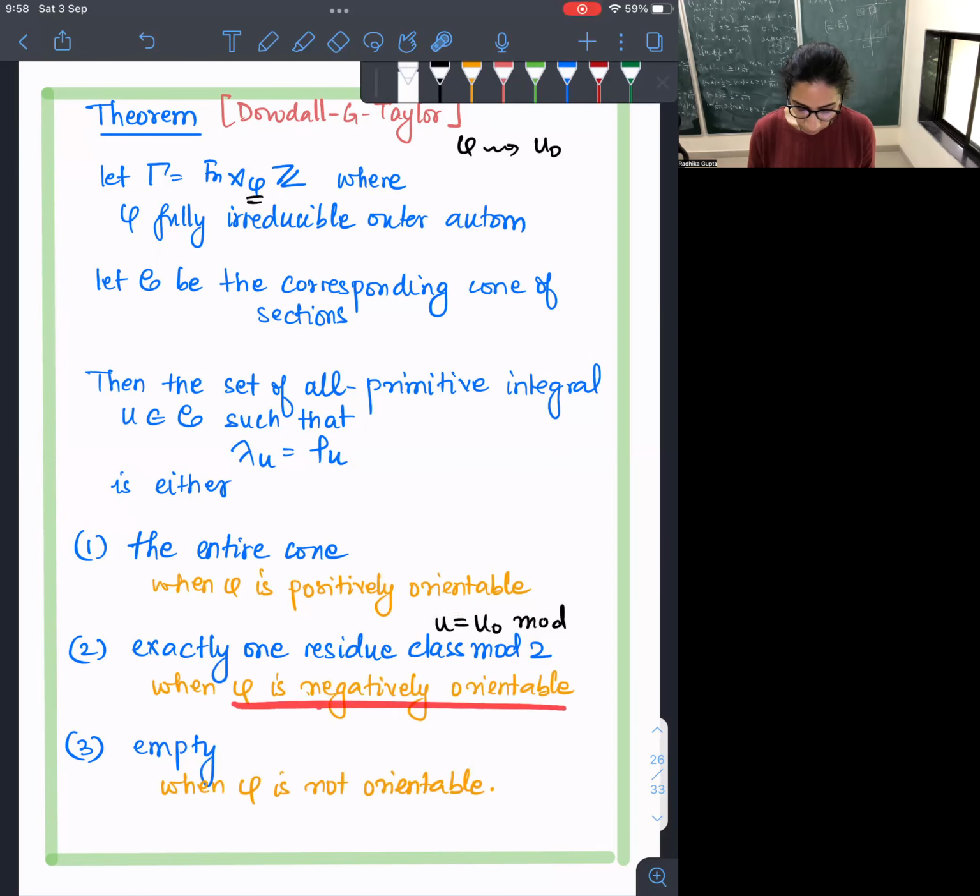When phi is negatively orientable, then we don't get the whole cone, but we get basically half the cone. So we get exactly one residue class mod 2. If phi is negatively orientable, then everything which is equal to U0 mod 2, all those classes will also have the stretch factor symmetry. And when phi is not orientable, then nothing has stretch factor symmetry in this cone. So this is a result analogous to the surface case, where if the foliation is orientable, then the whole cone has stretch factor symmetry, otherwise nothing has.